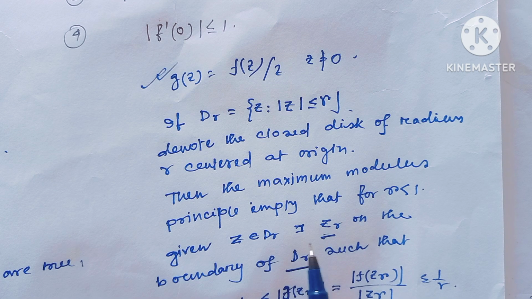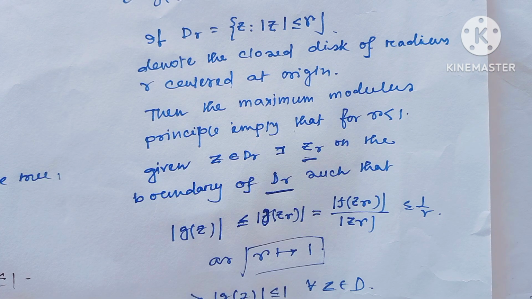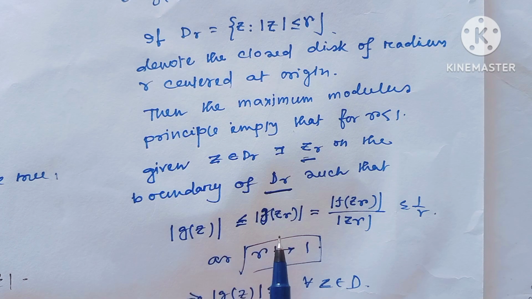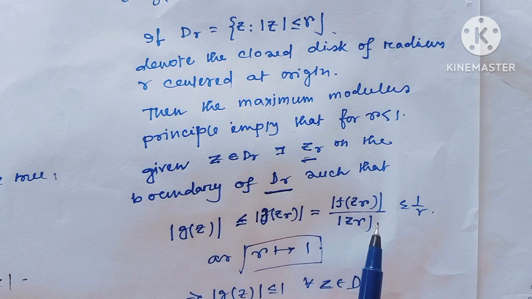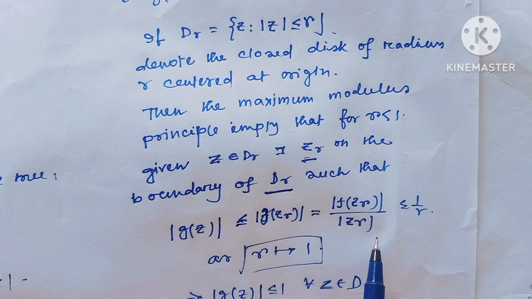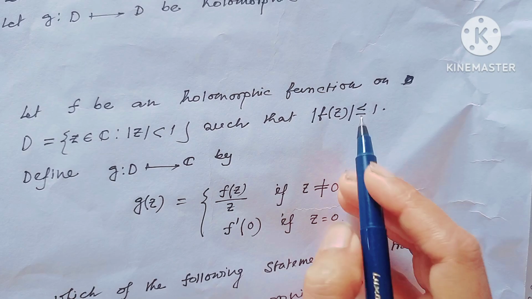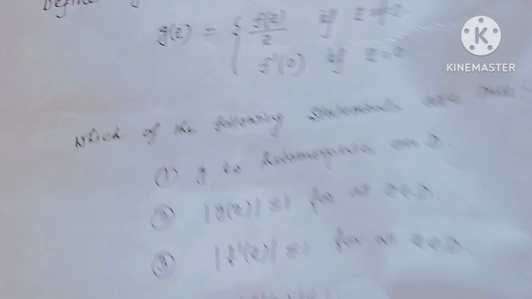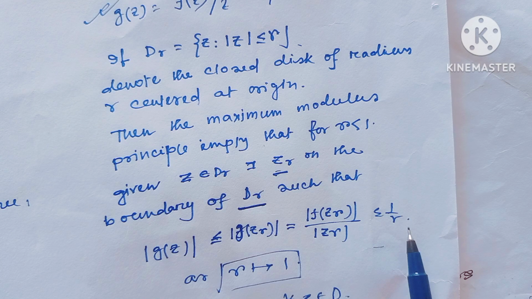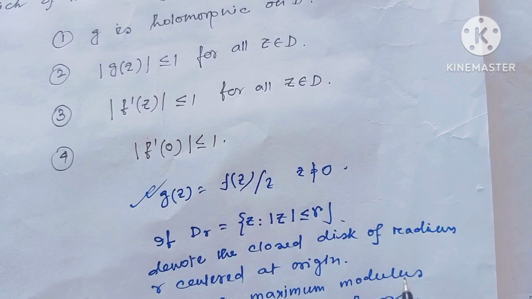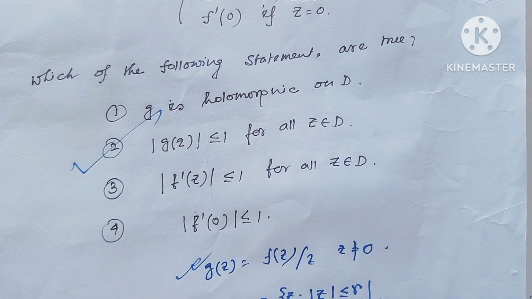Then given z belongs to D_r, there exists z_r on the boundary of D_r such that modulus of g(z) is less than or equal to, since z_r is a point on the boundary, absolute value of g(z_r), which is equal to f(z_r) divided by modulus of z_r. Given modulus of f(z) less than or equal to 1, this value would be less than or equal to 1 over r, and as r goes to 1, this value is less than or equal to 1, and this is true for all z belongs to D. So option 2 is a right option.